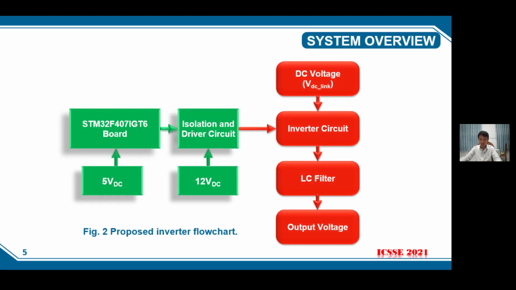The block diagram consists of the STM32F407 board, a regulator, isolation, and the gate driver used to drive the circuit. They have two supplies, 5V and 12V, to ensure operation. The outputs of the driver are distributed to the power switches. The inverter output has a square waveform due to the switching pattern, so to get a sine wave signal, the LC filter is used to reduce harmonic content.